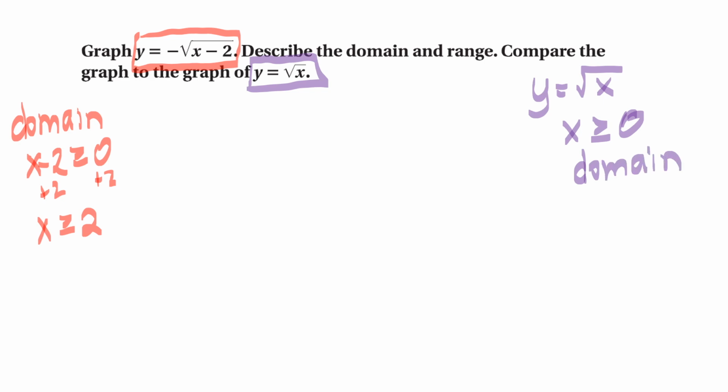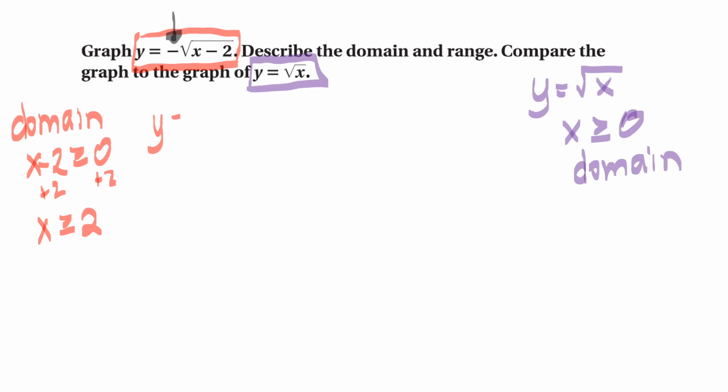So I can already see they have a different domain, so it appears the red graph is going to be shifted over to the right 2 units. Notice that that 2 is underneath the radical versus when it was outside the radical, that shifted it up. There's another thing happening here that's very interesting, and that's this negative. So when we make our table of values and when we graph, we're going to see how that changes the graph.